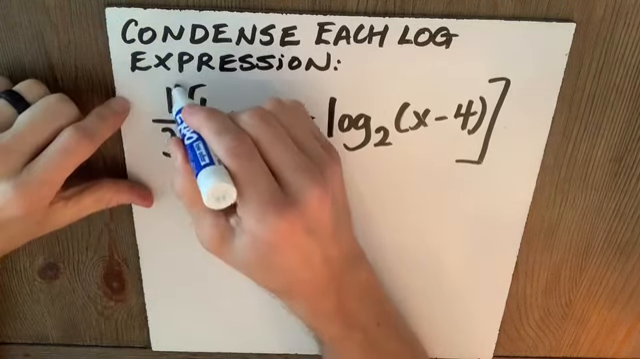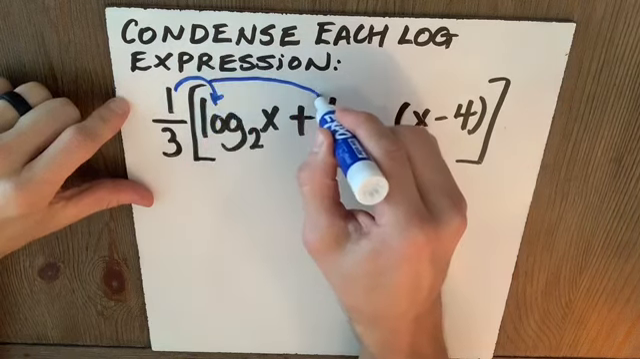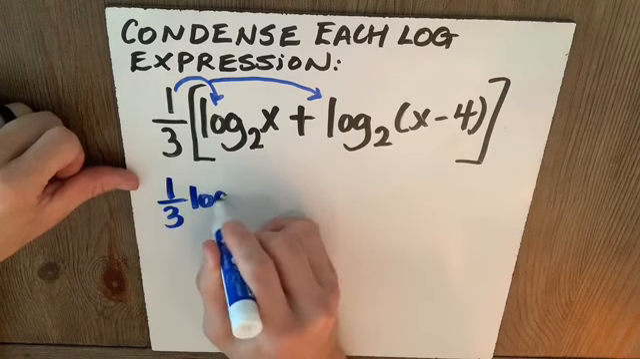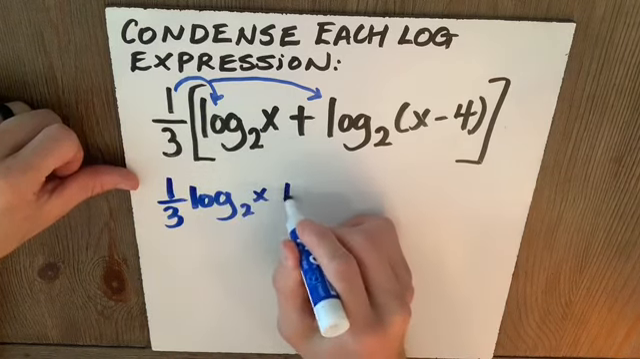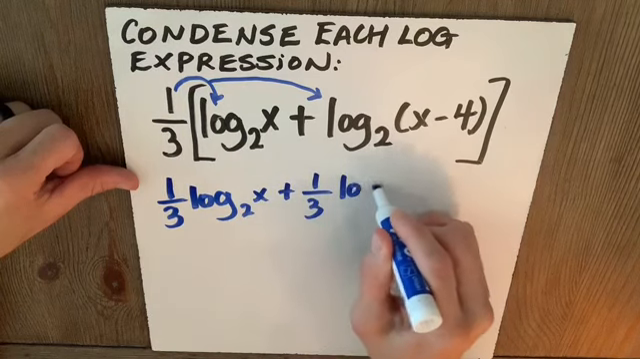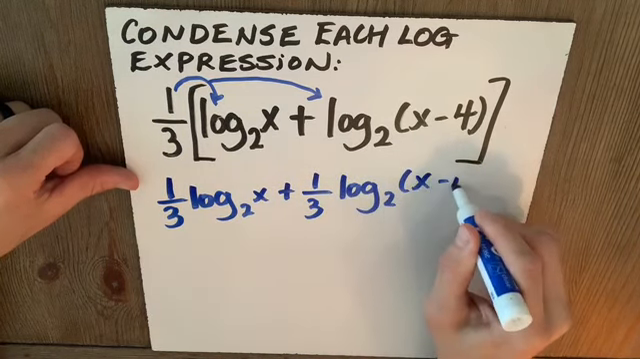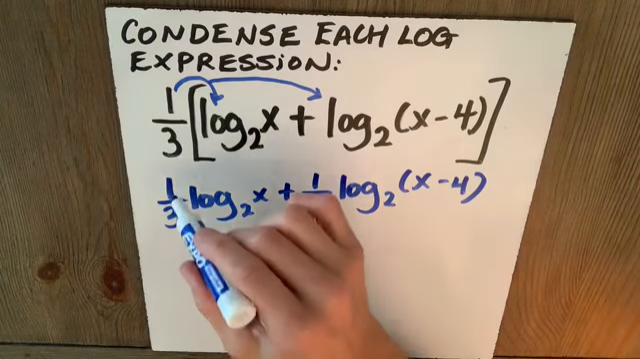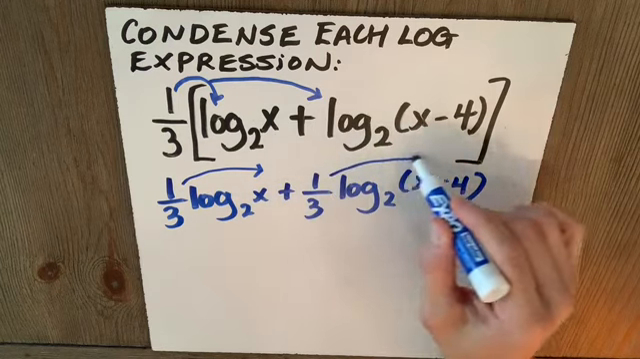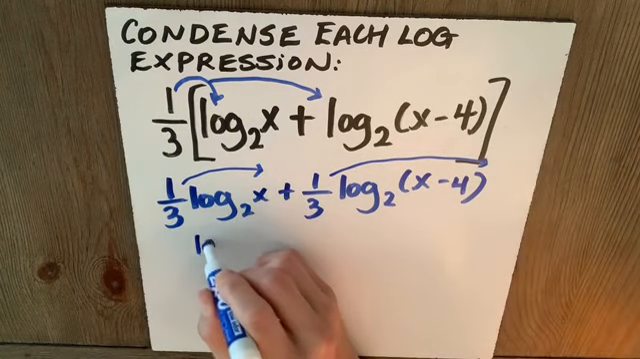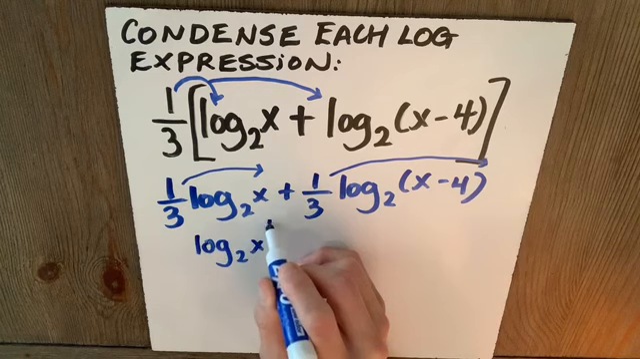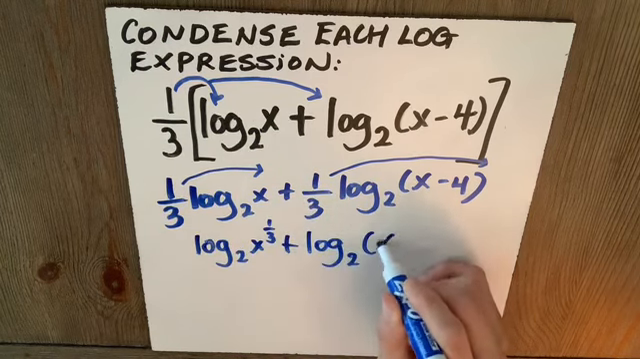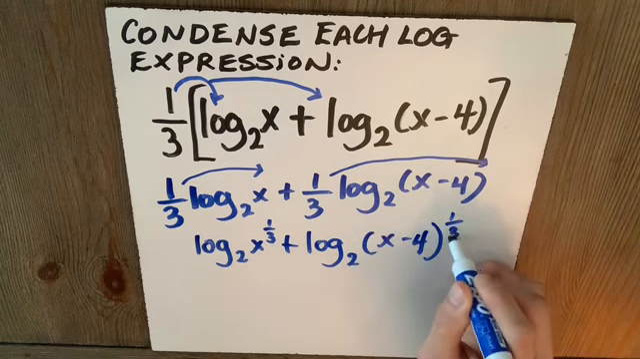What if you said, nah, you know what? I want to distribute this 1/3. Well, that would make this 1/3 log base 2 x plus 1/3 log base 2 of x minus 4. You know me, I want to take care of exponents first. So I, by my power rule, would do this and make this log base 2 of x to the 1/3 power plus log base 2 of x minus 4 to the 1/3 power.